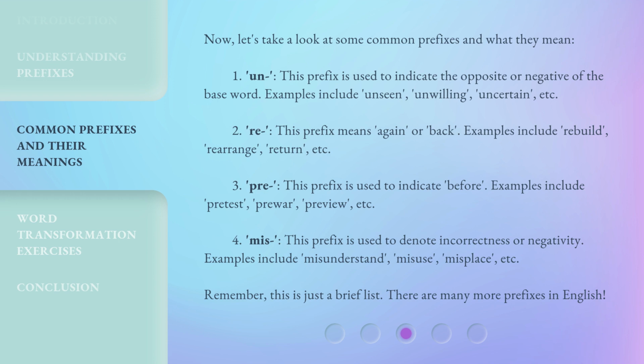3. Pre. This prefix is used to indicate before. Examples include pretest, pre-war, preview, etc. 4. Mis. This prefix is used to denote incorrectness or negativity. Examples include misunderstand, misuse, misplace, etc. Remember, this is just a brief list. There are many more prefixes in English.